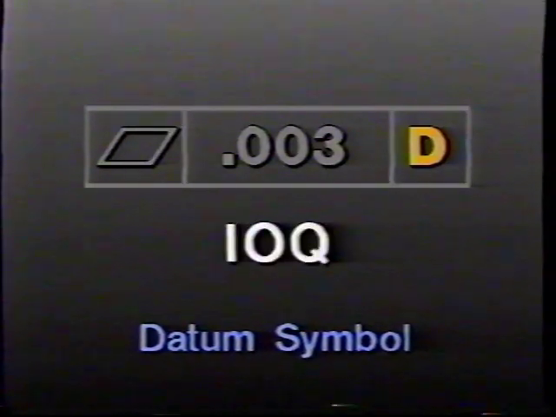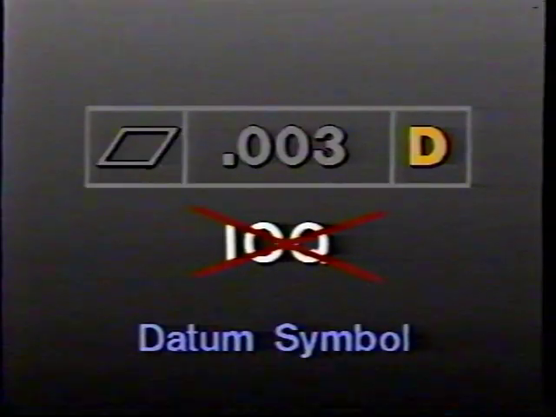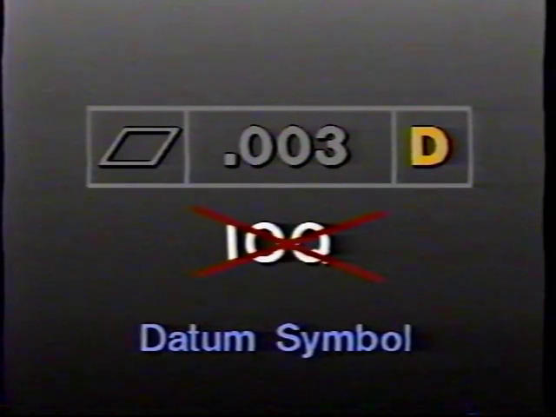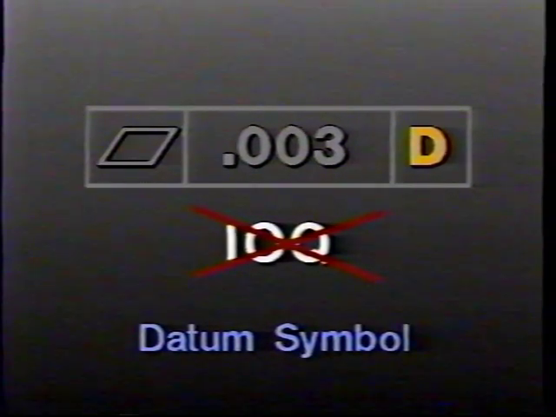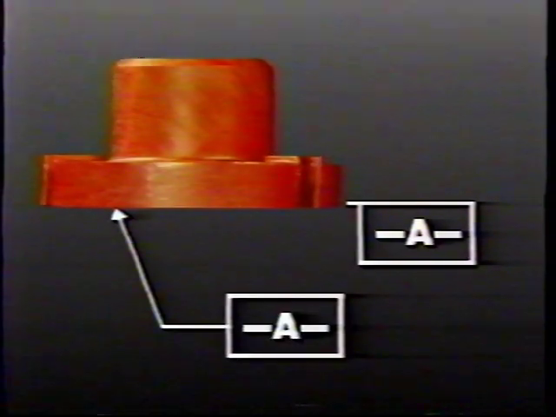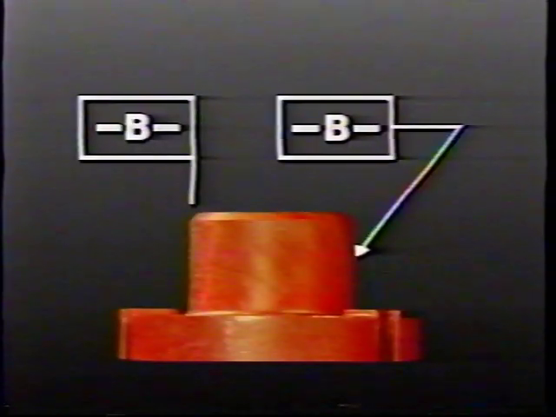This is the symbol for a datum feature. Any letter except I, O, and Q can be used to identify the datum surface or feature. Double letters such as AA can be used when single letters are exhausted. The datum feature symbol usually appears on an extension line or a leader that extends from the datum feature. Here, the surface of the cylinder is the datum feature.